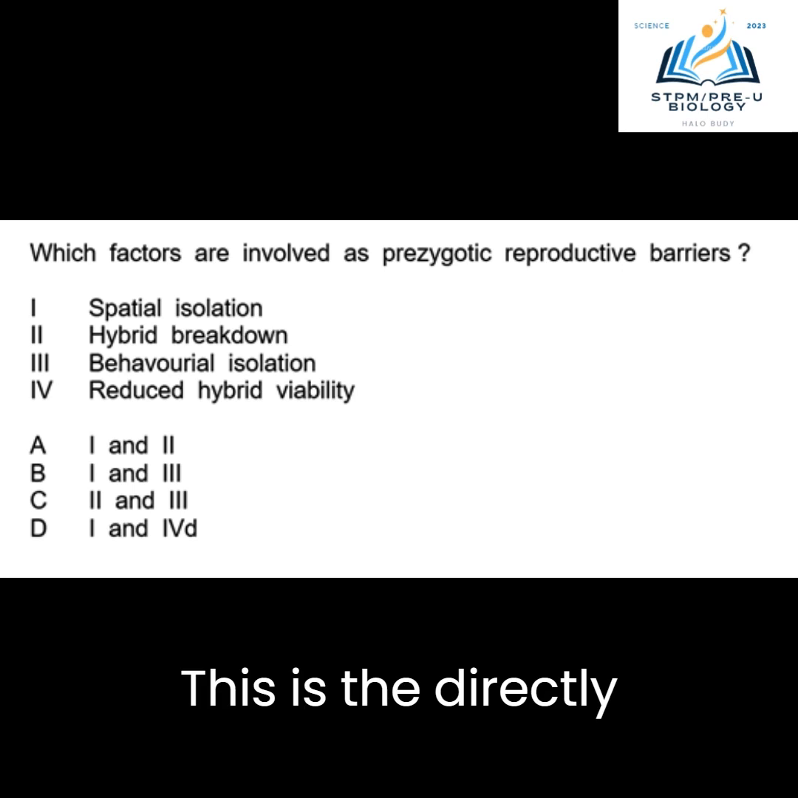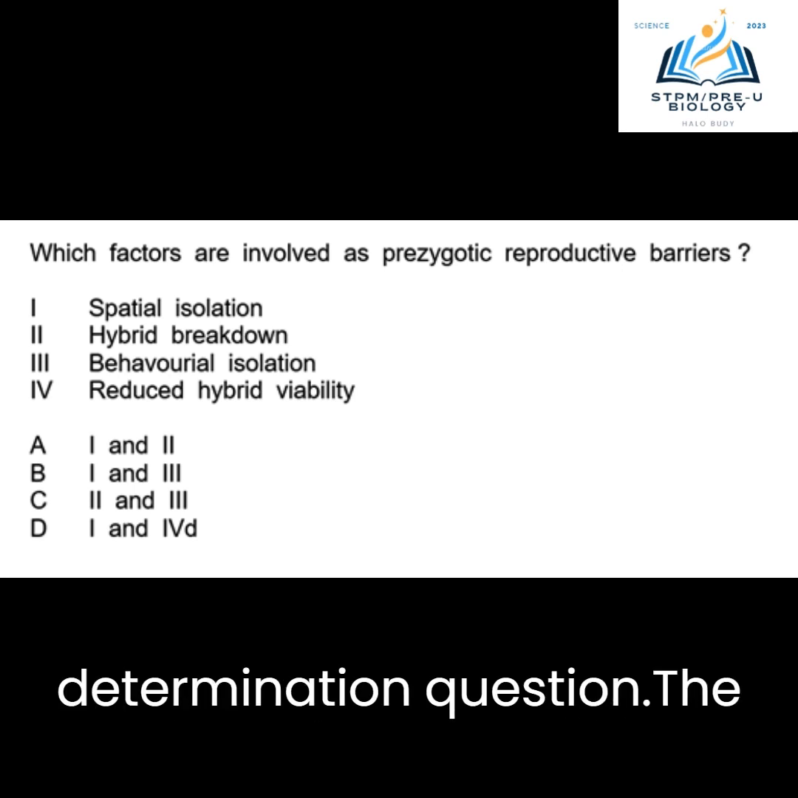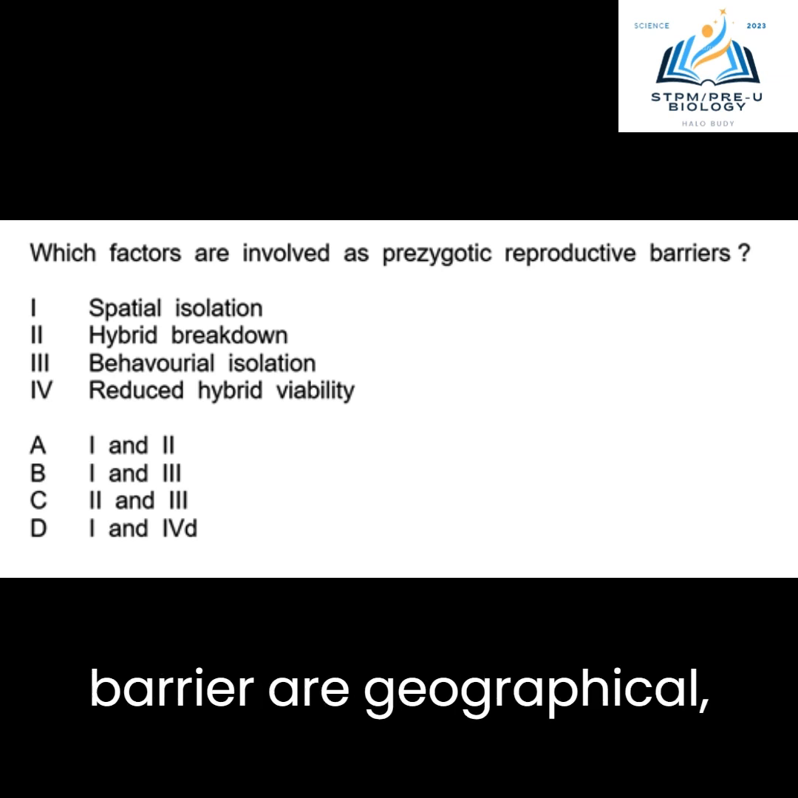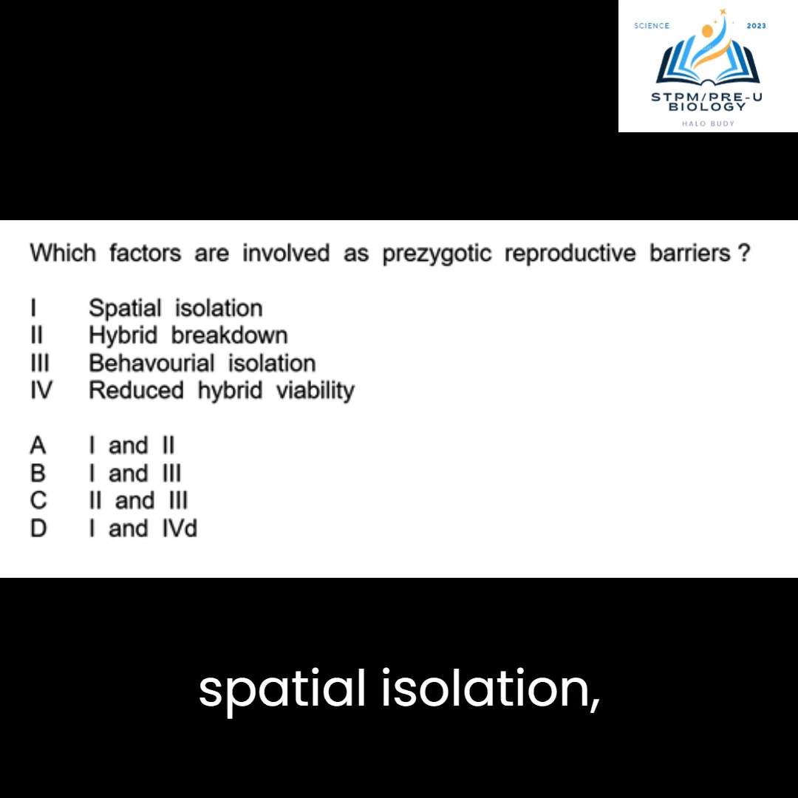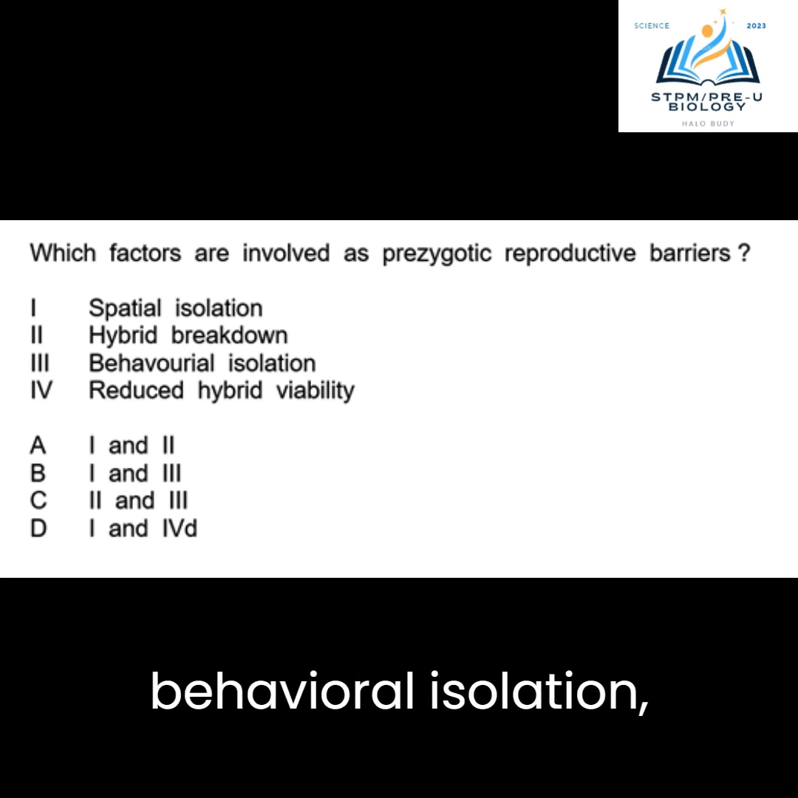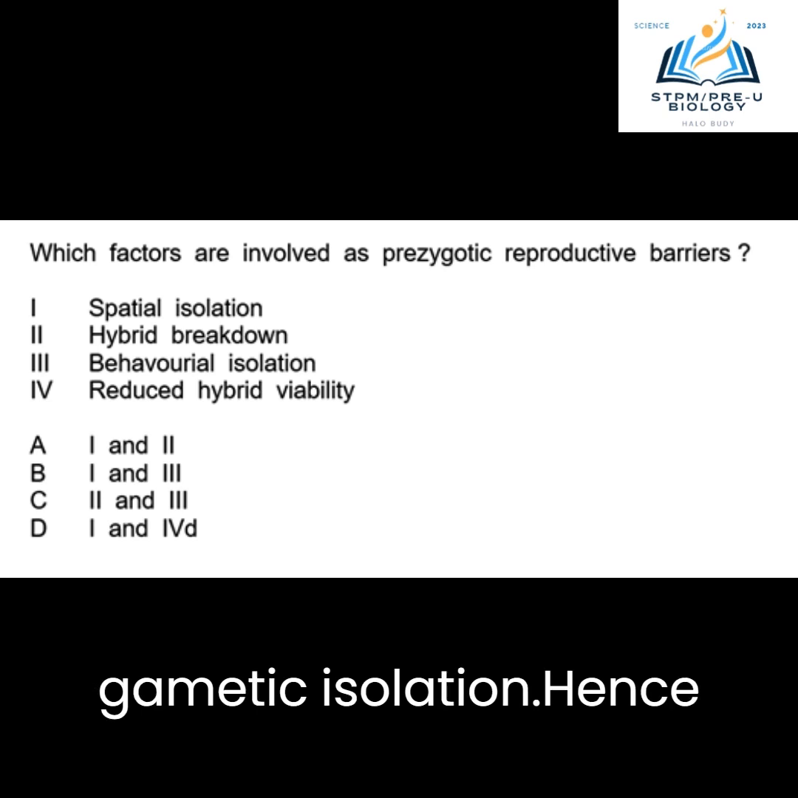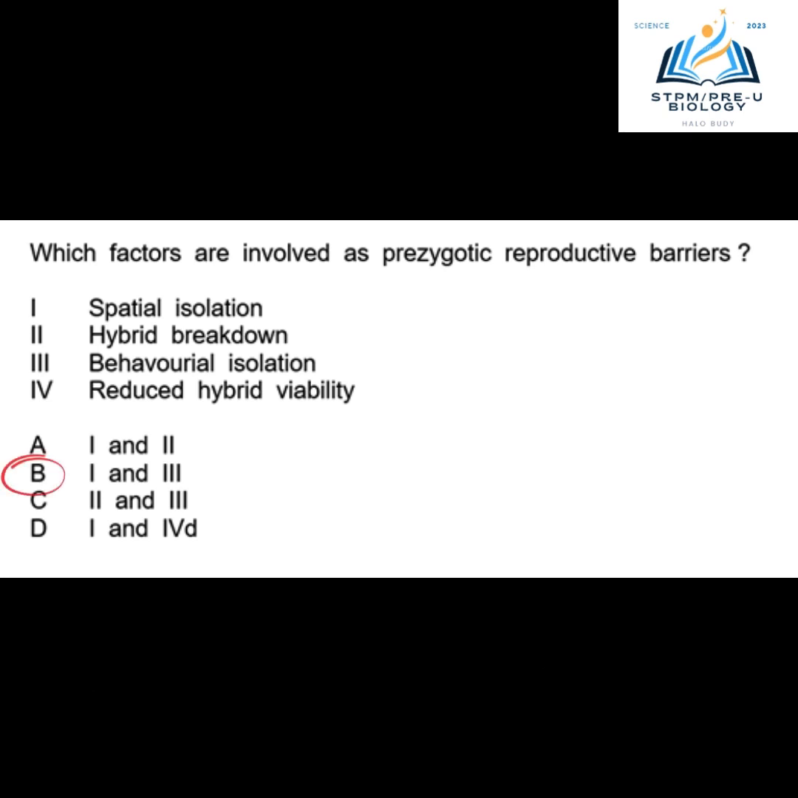This is the directly prezygotic barriers determination question. The isolations involved in this barrier are geographical or spatial isolation, ecological isolation, temporal isolation, behavioral isolation, mechanical isolation, and gametic isolation. Hence, B is the correct answer.